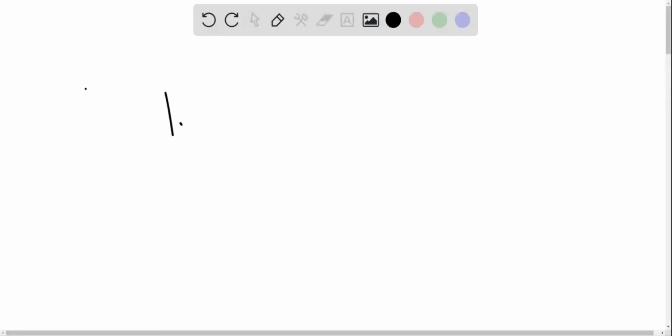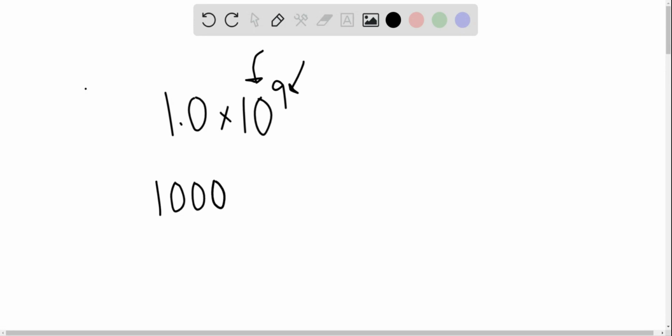So let me give you an example. Like 1.0 times 10 to the ninth, right? Is in scientific notation. It's whenever you have this 10 to the nth power here to describe a particular number. Now, if I were to actually write this out in decimal form, it'd be 1,000,000,000, right? Nine zeros.